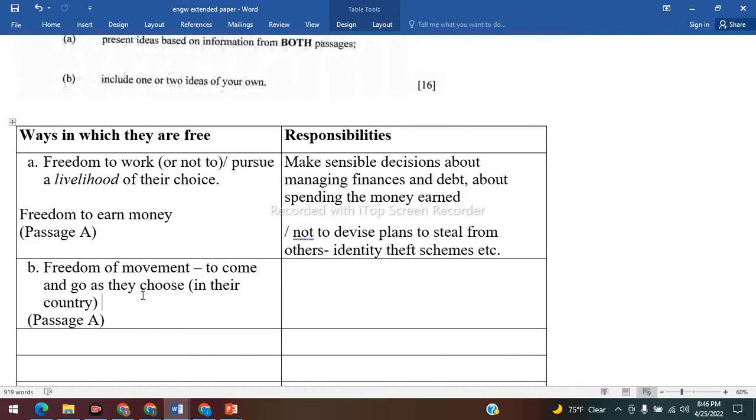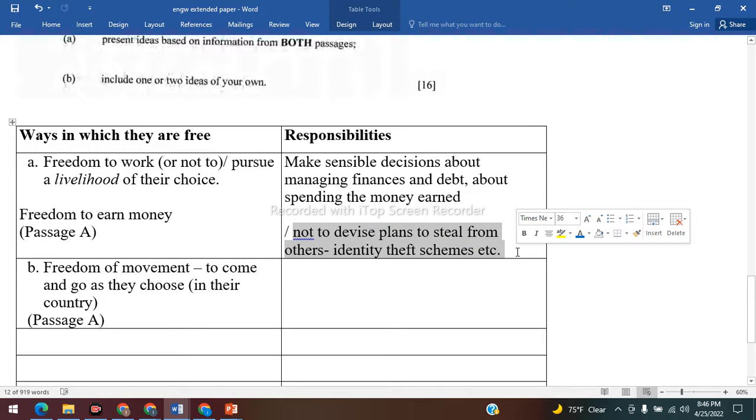Anyway, because you have the freedom to earn money and to choose whatever livelihood you could do, the responsibility is you have to make the right decisions about the money, how you're going to use it, and second, develop ways whereby you will not be stealing and doing fraudulent activities.